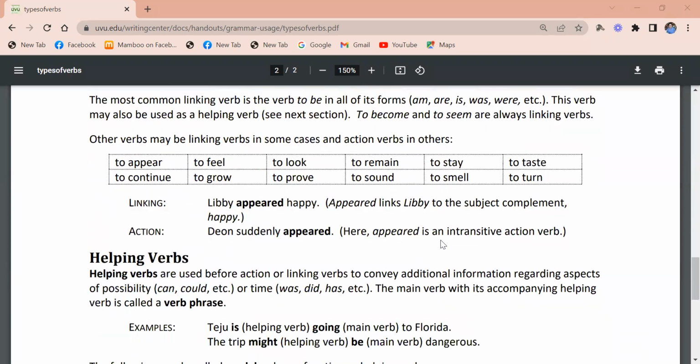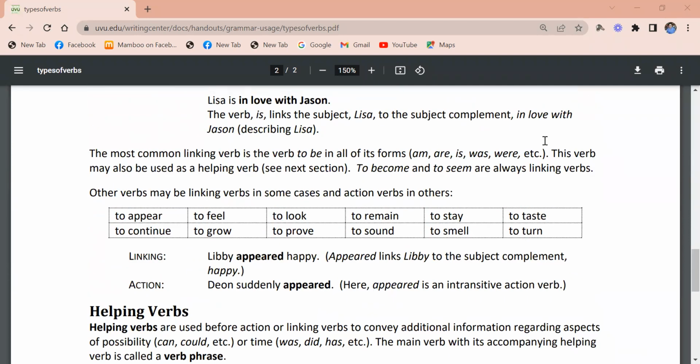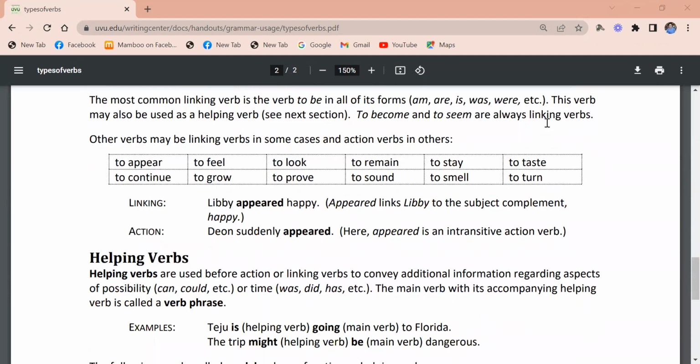Okay, the most common linking verb is the verb to be in all of its forms like am, are, is, was, or were. The verb will also be used as helping verb in the next session. To become and to seem are always linking verbs. Kapag itong mga to ay nag-iisa lamang in the sentence, it is linking verb. Pero kapag ito ay kasama na ng action verb, magiging helping verb siya. So other verbs may be linking verb in some cases or action in others. To appear, to continue, to feel, to grow, to look, to prove, to remain, to sound, to stay, to smell, to taste, and to turn.